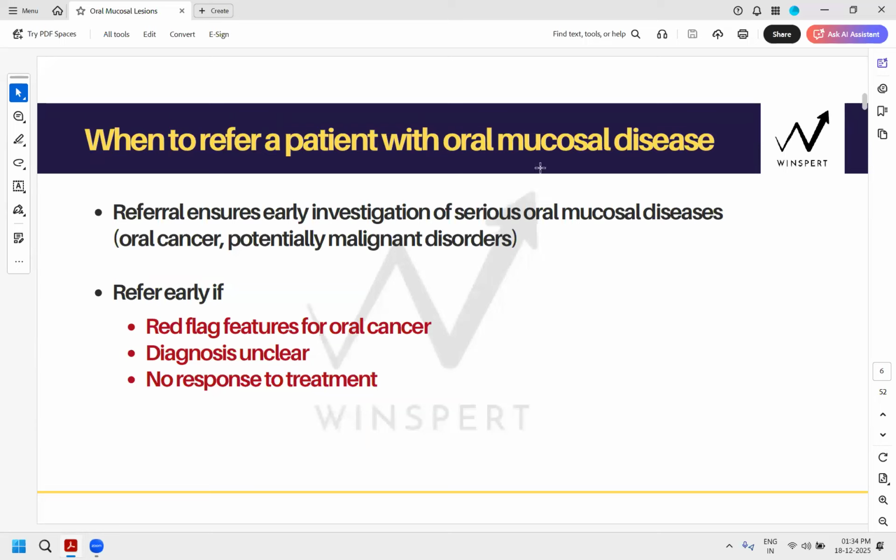Okay, so when is referral required? When there is a serious oral mucosal condition suspected. So oral cancer whenever you suspect, potentially malignant disorders when you suspect, they require immediate specialist referral. So how would you clinically see and tell it's an oral cancer?